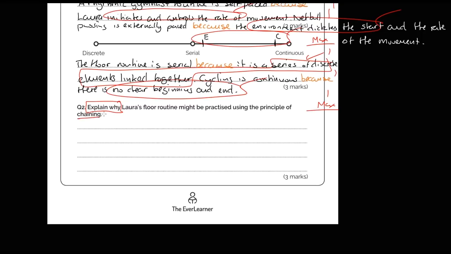Now, just one thing on chaining. We are talking here about progressive part practice. Okay, that's what we're referring to. Okay, we're not doing it specifically within this topic, but it's linked to this topic. It's linked. It is serial to this. Yes. Okay, let's have a look at the answer.